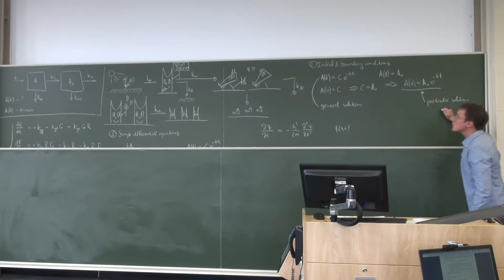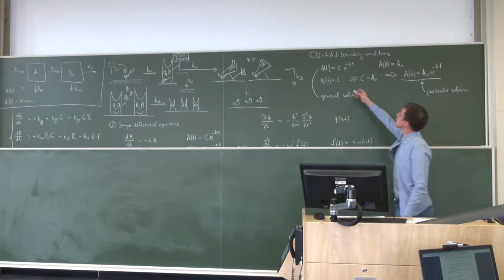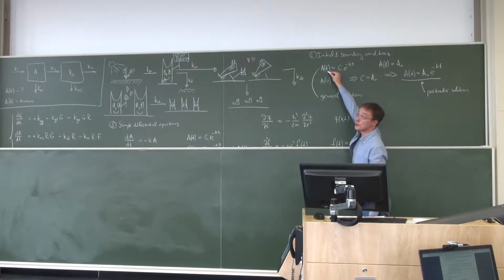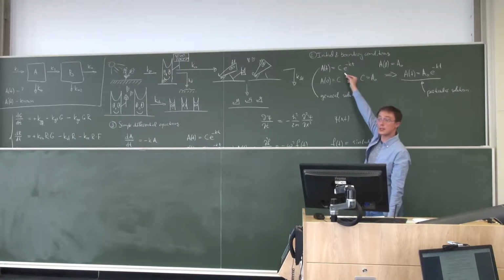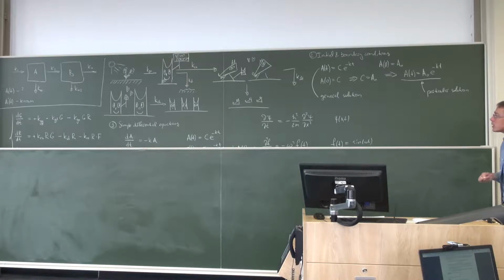Initial condition is not the only type of information you can have. You might not know how much you originally had, but you might know how much you had at a certain time. In which case you just put the time in there, this quantity in here, and that still allows you to extract C.